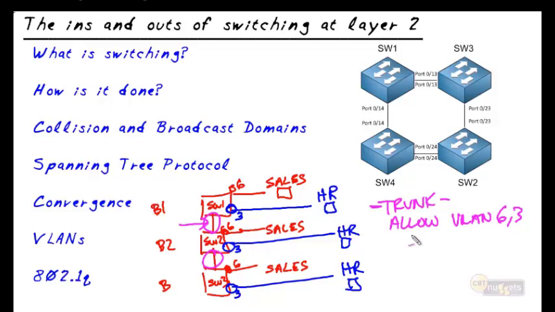Well, Keith, that's fine by letting the broadcast go down, but how does the receiving switch know when it gets a broadcast whether it was a broadcast for VLAN 6 or for VLAN 3? That is a very good question. And what we're going to use is jackets. I want you to think of jackets. So here's a jacket, and take a look at the color. The jacket's red.